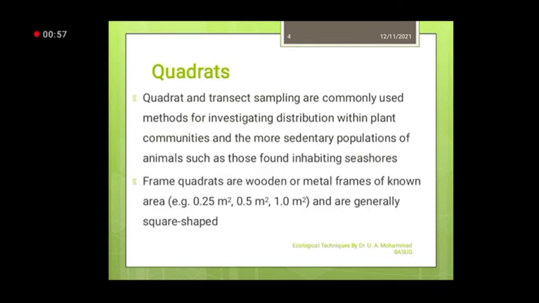Now, quadrats and transects sampling are commonly used methods for investigating distribution within plant communities and the most residential populations of animals, such as those that are found inhabiting the seashores, places close to water bodies. Now, we have frame quadrats that are wood or metal frames of a known area. We have examples of 0.25 meter square, 0.5 meter square or 1 meter square. All these are employed in studying the population distribution and are generally square shaped.